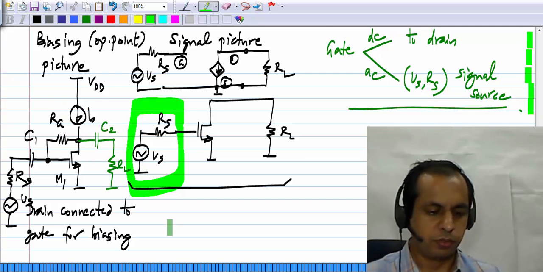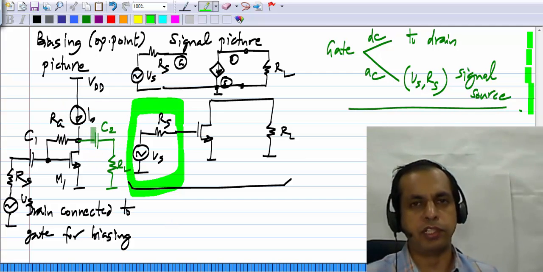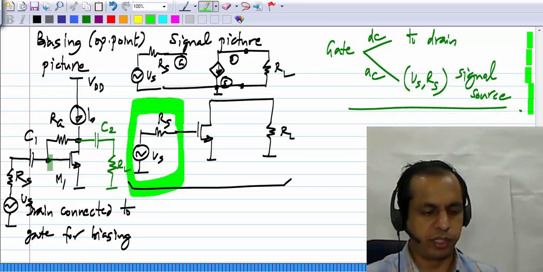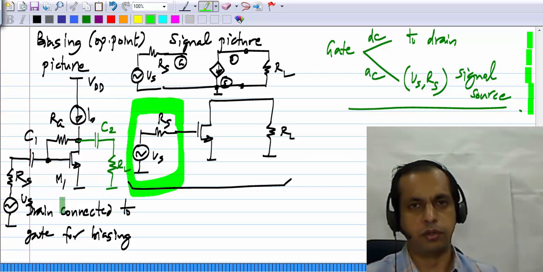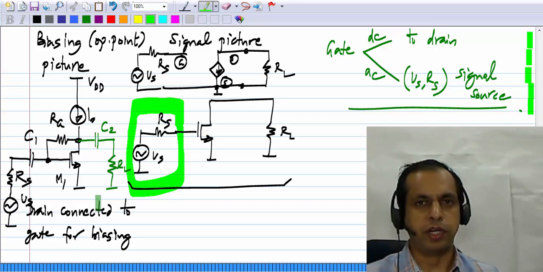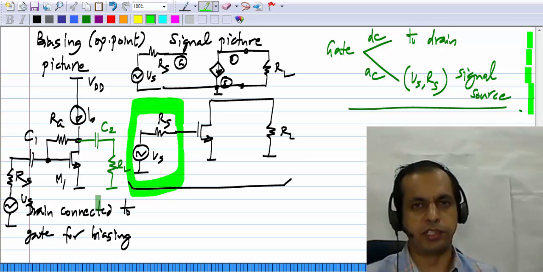So what we have done is to use the principle of AC coupling to connect the signal source to the gate source and the load RL to the drain source. I hope the logic is very clear. If not, please replay the lecture and follow the logic once more. It's very important that you understand the logic behind every step of this.